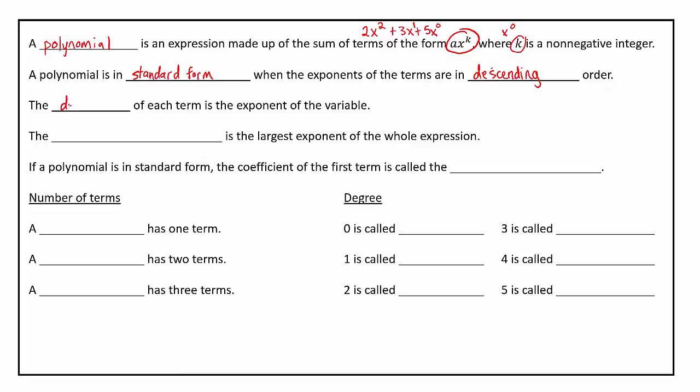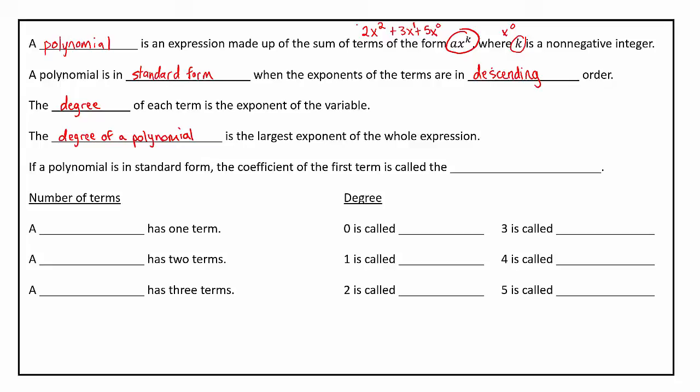This word is degree. So the degree of each term is the exponent of the variable. The degree of a polynomial is the largest exponent of the whole expression.